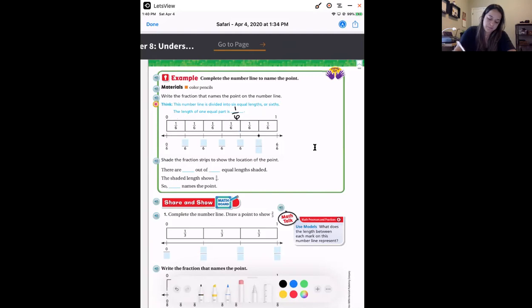And then I will label each part. 1 over 6, 2 over 6, 3 over 6, 4 over 6, 5 over 6, and 6 over 6. Done. Then I will shade up to my point. So from here, all this needs to be shaded in. Do I shade 6 over 6? No, they didn't ask us to shade 6 over 6. They only marked this area.